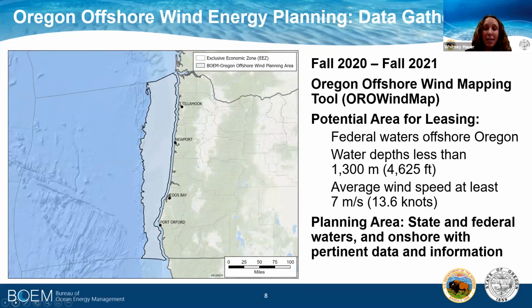The potential area for leasing is in federal waters offshore Oregon, where offshore wind is economically and technically viable in water depths of less than 1,300 meters and with an average wind speed of at least 7 meters per second. As you can see on the map on the left, this shows that this planning effort is for the entire coastline, and the planning area itself is larger in that we're collecting data and information from both state and federal waters and onshore with any relevant or pertinent data to inform offshore wind energy development. Next slide.